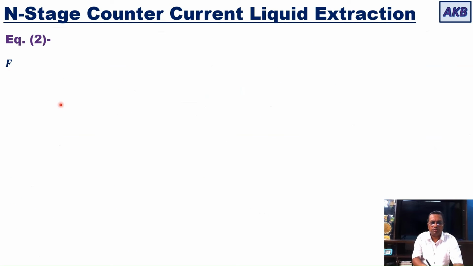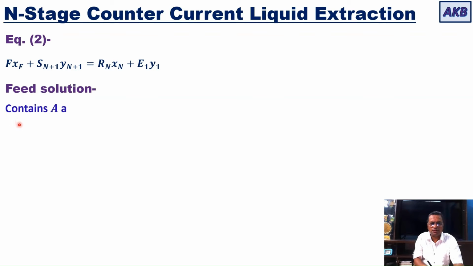Now in equation 2, we got F into XF plus Sn+1 into Yn+1, that is equal to Rn Xn plus E1 Y1. Now we are going to analyze each of the terms involved in this equation. Let us start with the first term. This term is concerned with the feed solution. The feed solution that enters the operation contains A and C in it. So if you have to express it in a mathematical form, you can write this.